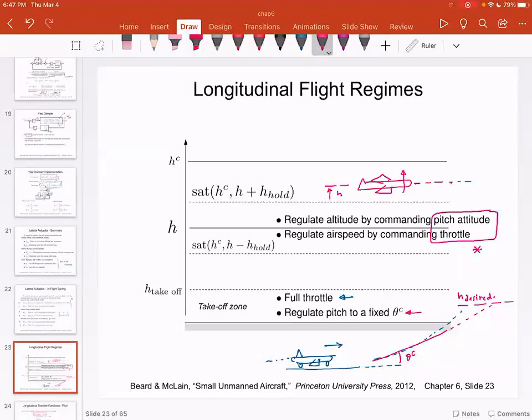Depending upon, for example, if all of a sudden you have a headwind or a tailwind, that will affect the airspeed. The change in the airspeed will cause a change in the lift. Change in the lift will cause the aircraft to go up or to come down. At that point, what you want to do is either change the throttle or change the pitch angle and make sure that the aircraft is in level flight. So these are different states and you want to switch from one state to another state depending upon a few if-then type of conditions. And that is where the state flow we talked about comes into the picture.